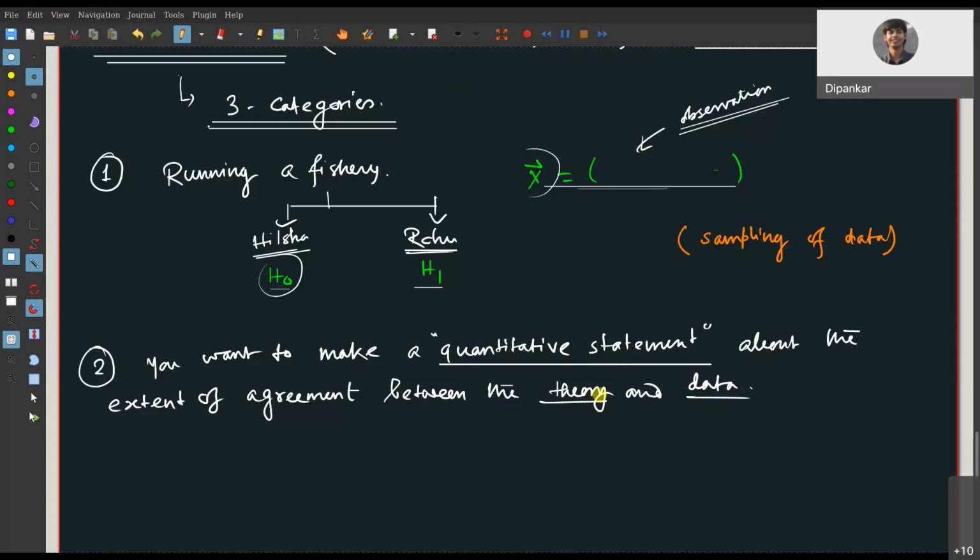I will define properly what I mean by well-defined. But the important thing is that you want to make a quantitative statement. You will not make a vague statement, like, yeah, more or less it agrees with the data. You do not want to make such a statement. You will make a quantitative statement. You will say there is a 30% agreement, there is a 50% agreement between theory and data, something like that, and it must mean something. So it's a quantitative statement about the extent of agreement between theory and data.